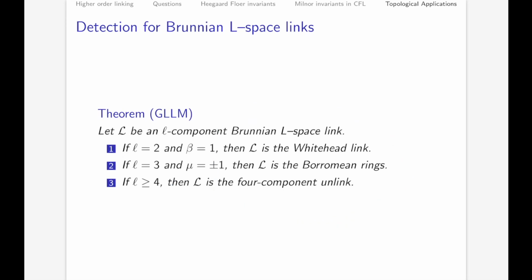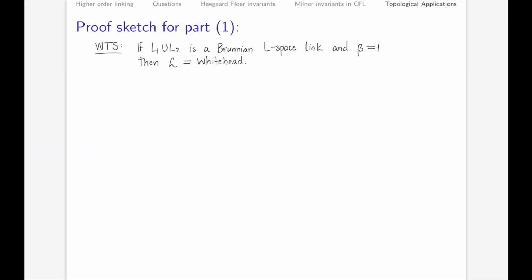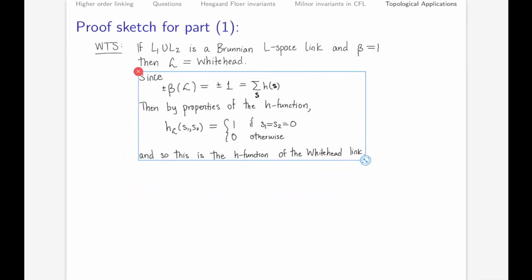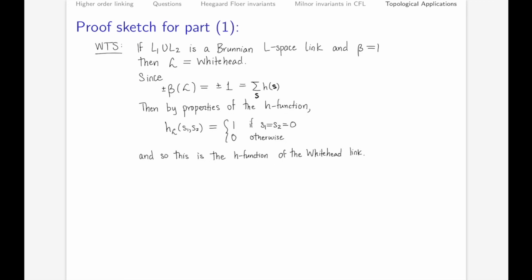Let me go over a sketch of this. We want to show that if we have, say, a 2-component Brunnian L-space link and the Sato-Levine invariant is 1, then L is the Whitehead link. By Brunnian, for a 2-component link, what I mean is that each one of these components, L1 and L2, are unknots. Imagine the Whitehead link. But we want to show that it actually is the Whitehead link. Since the Sato-Levine invariant is equal to 1, and we know from our formulas that this is the sum of the h function, not even h prime, but just the regular h function, then by the properties of the h function, we can pinpoint exactly what it is.